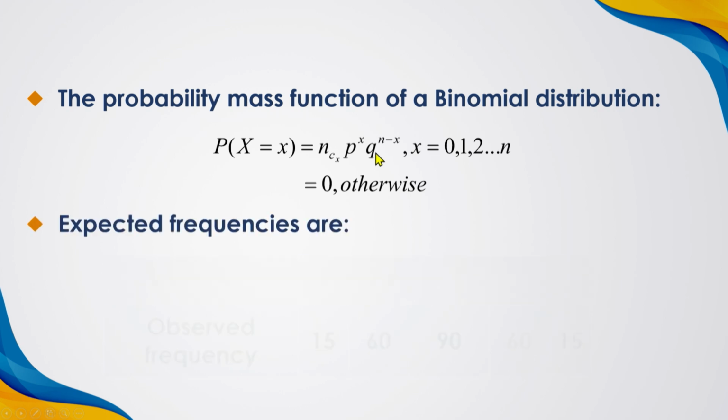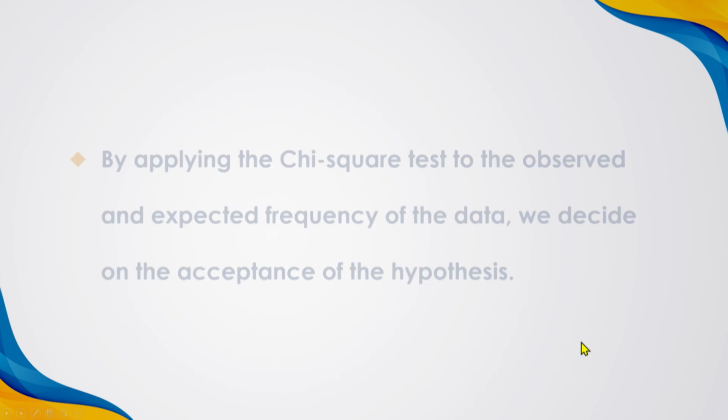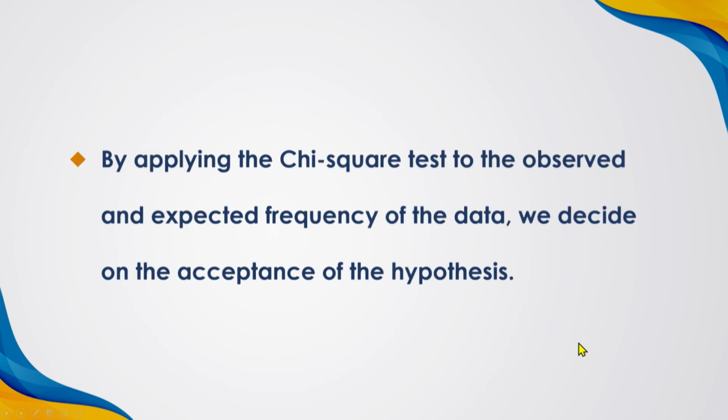You can calculate the expected frequency by multiplying the values of the probability obtained here with your frequency. You can get values for male births as 4, 3, 2, 1, 0, whereas the expected frequencies will be 15, 60, 90, 60 and 15. By applying the chi-square test to the observed and expected frequency of the data, we decide on the acceptance of the hypothesis, whether you are going to accept or reject the hypothesis.